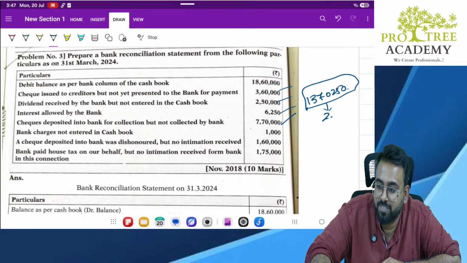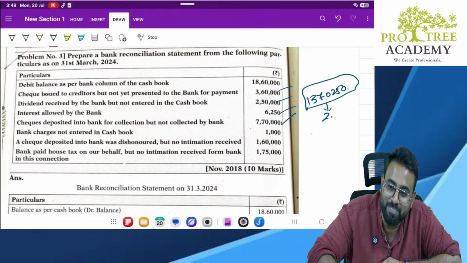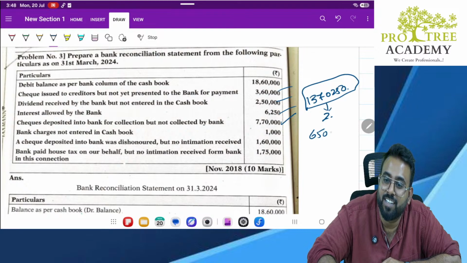Should I solve it? How much? 6 lakh? Tell me. 6,50,000?